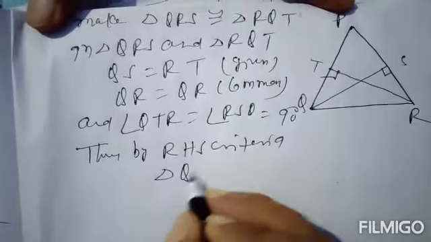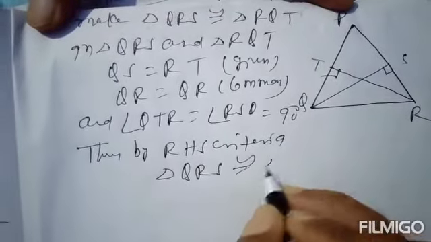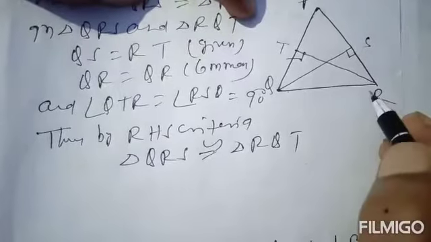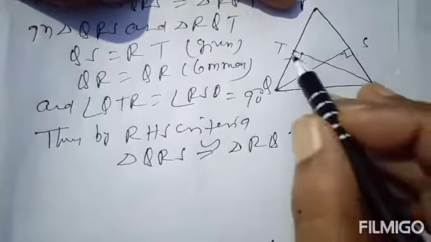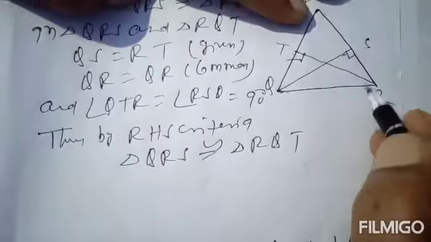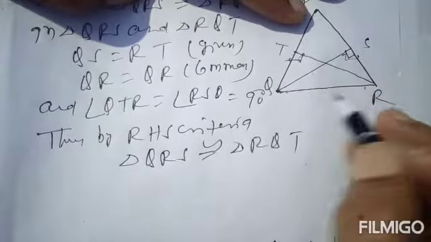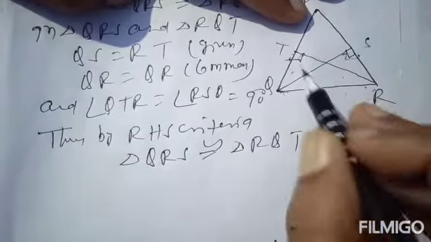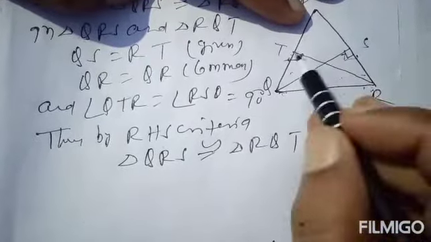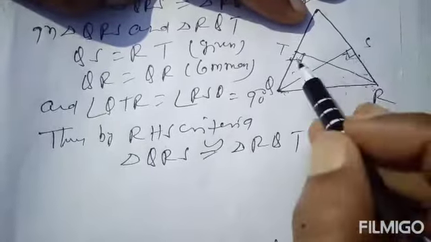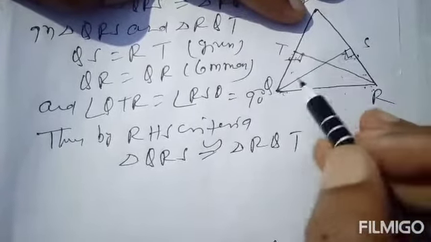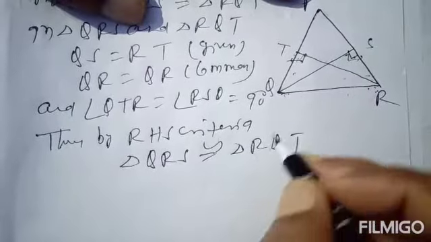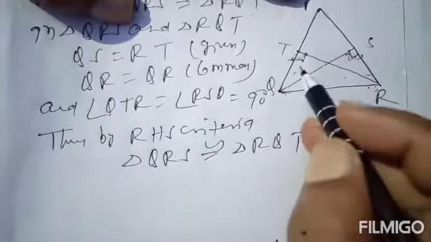triangle QRS is congruent to triangle RQT, because QR is the hypotenuse in both triangles, as this side is opposite the 90 degree angle in both triangles. So QR is the hypotenuse for both triangles, one side QS and RT are equal, and one angle is equal, 90 degrees each. So by RHS criteria both triangles are congruent. These are three facts of matching parts for congruency.